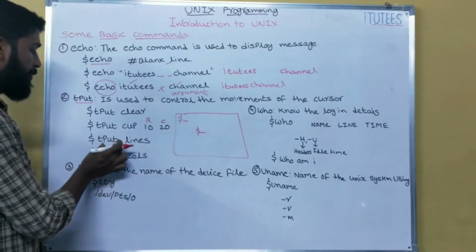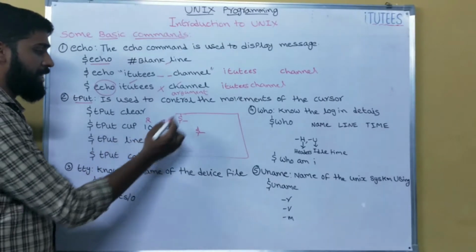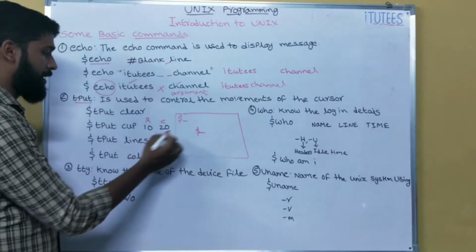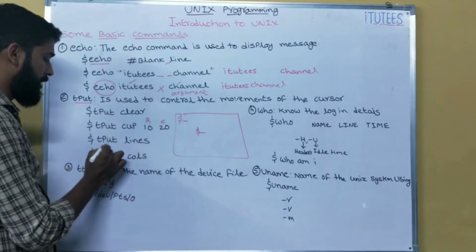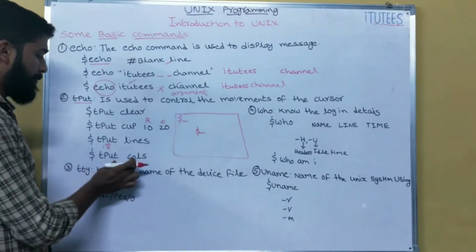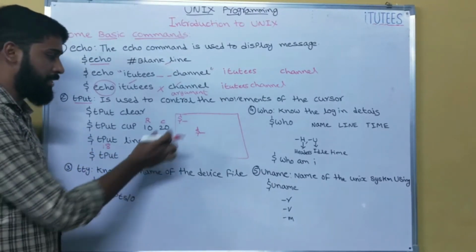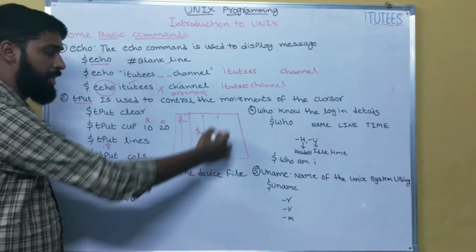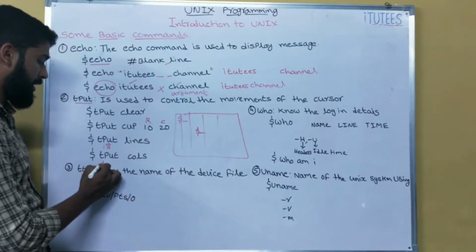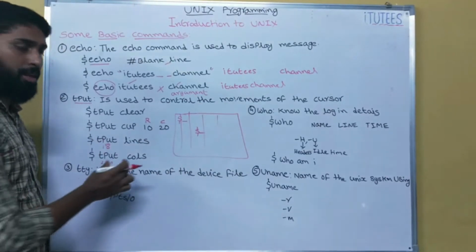Okay. So tput lines. It displays the current number of lines in the terminal. For example, if there are 18 lines, it prints 18. And tput cols. That means it returns the number of columns available in the terminal. For example, if it is 200, it returns 200 as the columns.